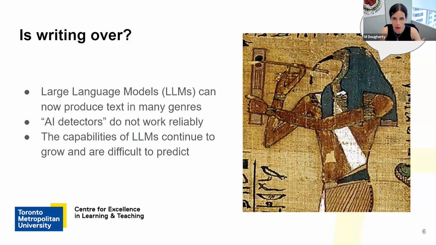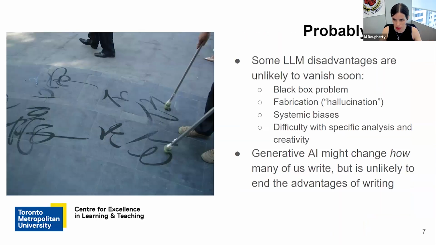And this has led some observers of AI in education to predict that writing is over. We don't need to give written assignments. They're futile and useless. LLMs can do all this for us. And what I want to suggest is that that's not really very true.